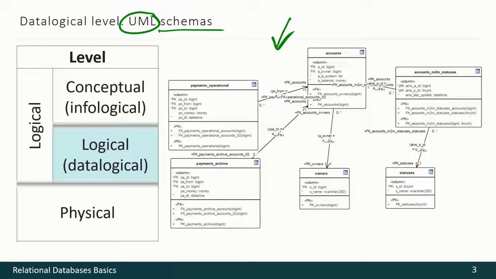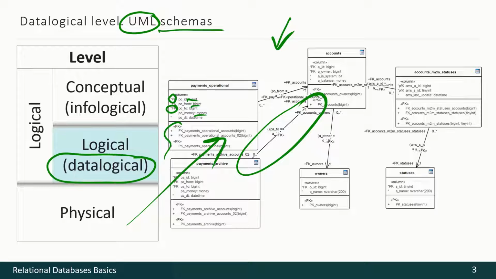So we have a lot of technical details here, like data types, like information about primary keys, foreign keys, indexes, operations, relationships, and so on and so on and so on. All these are the technical details we are dealing with on data logical modeling level.